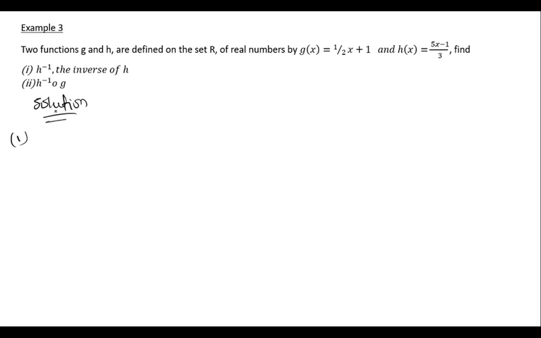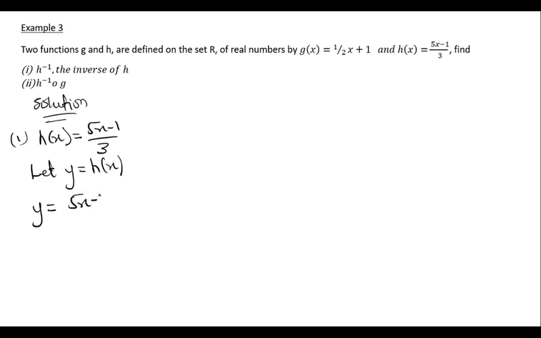The first aspect of the question is telling us to find what? The h inverse. So we write down h of x, which is equal to 5x minus 1 divided by 3. To find the inverse of h of x, we say let y be equal to h of x. Because y is equal to h of x, we can say y is equal to 5x minus 1 divided by 3. So now we interchange the position of x and y, and then we make y the subject again, and that becomes our inverse.